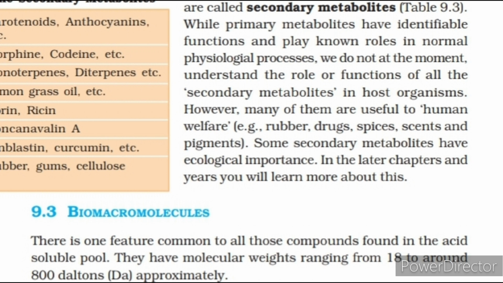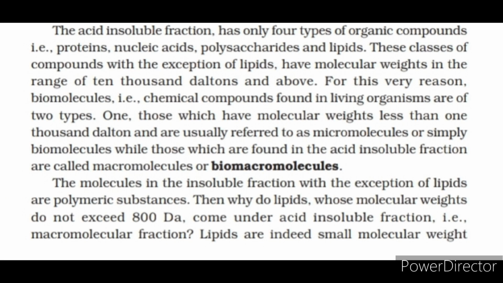Biomacromolecules. There is one feature common to all those compounds found in the acid-soluble pool. They have molecular weights ranging from 18 to around 800 daltons approximately. The acid-insoluble fraction has only 4 types of organic compounds, i.e., proteins, nucleic acids, polysaccharides and lipids. These classes of compounds, with the exception of lipids, have molecular weights in the range of 10,000 daltons and above.